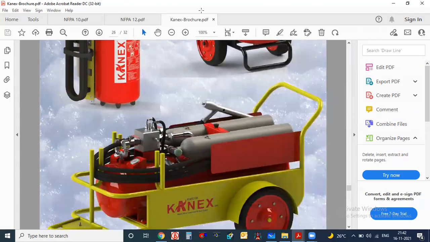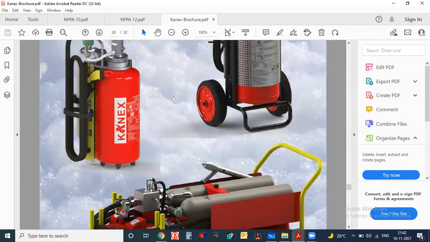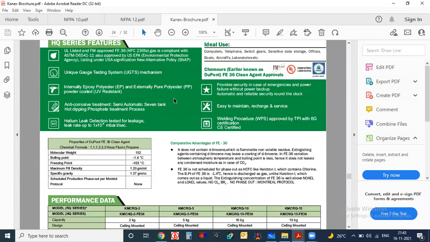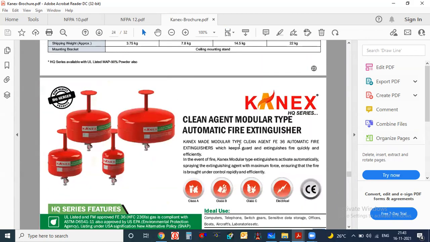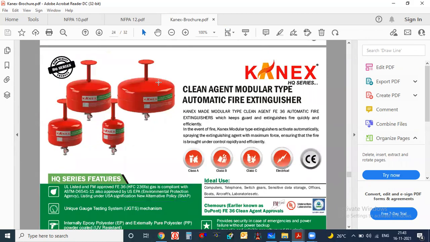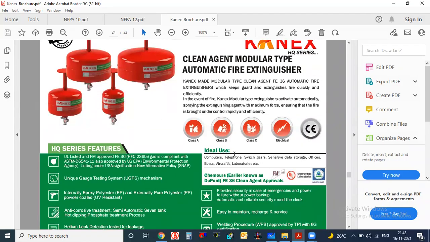Hello? Yeah, hello. Sir, that one modular type extinguisher, where it can be used? Can be used here, they written. You have to just place in the ceiling actually, this one. And you can use. In which type of area that can be used? I need to, they have given the ideal. They have given the ideal uses: computers, telephones, switch gears, sensitive data storage, office, boards, aircraft, laboratories.